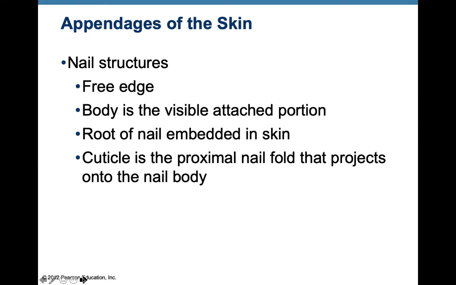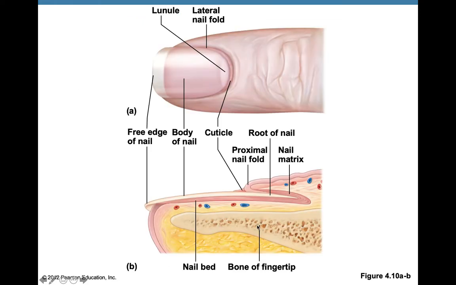The nail structure has the free edge that extends over the finger. The body is the visible attached portion. The root of the nail is embedded underneath the skin, and the cuticle is the proximal nail fold that projects into the nail body. So your cuticle is at your proximal nail fold. I think, yeah, here we go, the picture is next. So your cuticle is your proximal nail fold, and the cuticle comes off of that. The root of the nail and the nail matrix is there.